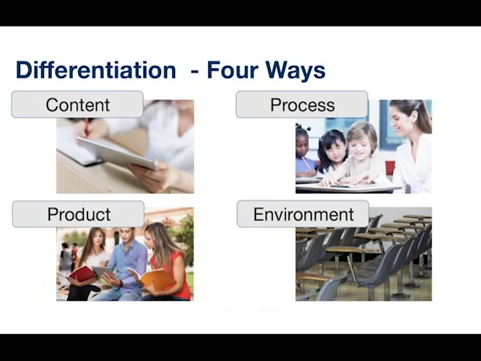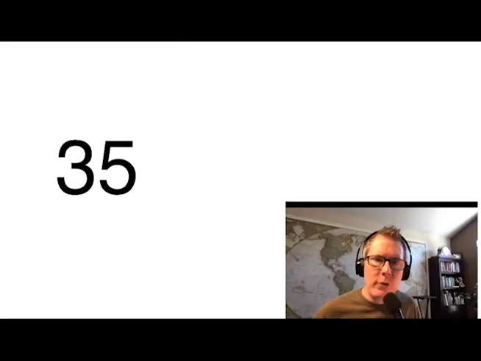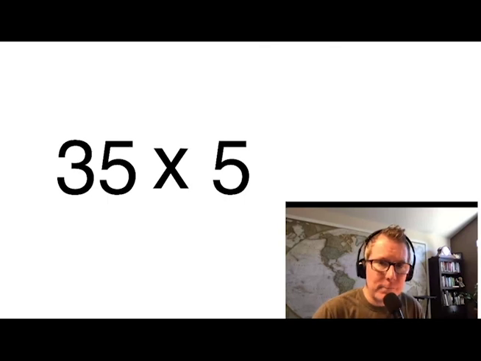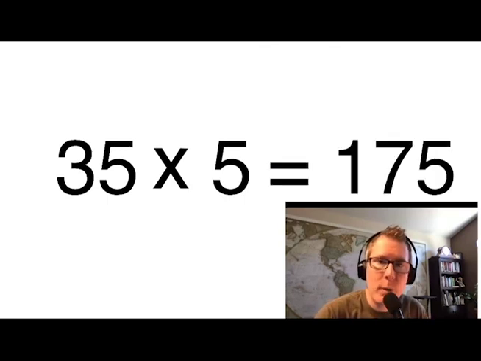Let's go back to that differentiation 4 ways again. Now let's look at the first one, the content. So let's talk about photocopying worksheets for a second. Now let's just take an average classroom. Let's say we have 35 students in our classroom, and we've got 5 classes each. So if I photocopied a worksheet for each of those students, that would be about 175 papers per day.